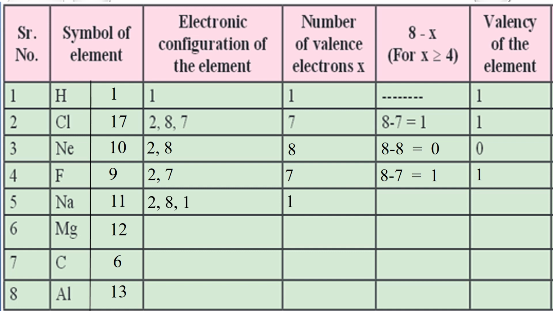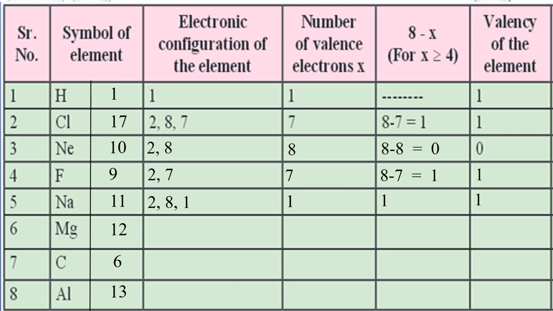Now, is there any need to use the formula? No. Why? Because this 1 is a number that is less than 4. Whenever it is less than 4, you have no need of using the formula. That itself becomes your valency. So, sodium has a valency of 1. So, one chemical bond can be formed by sodium with another atom. Okay, let's look at the next one.